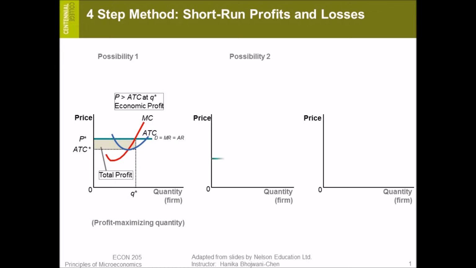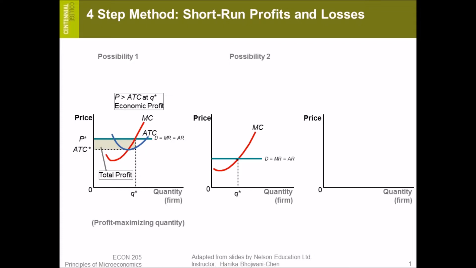Let's take a look at possibility 2. Once again, we will follow the four-step process. Given the perfectly elastic horizontal demand curve faced by a firm in a perfectly competitive market, our very first step is to find the optimal level of output Q star by locating the intersection of marginal revenue and marginal cost curve, then going straight down to the horizontal axis to find Q star.